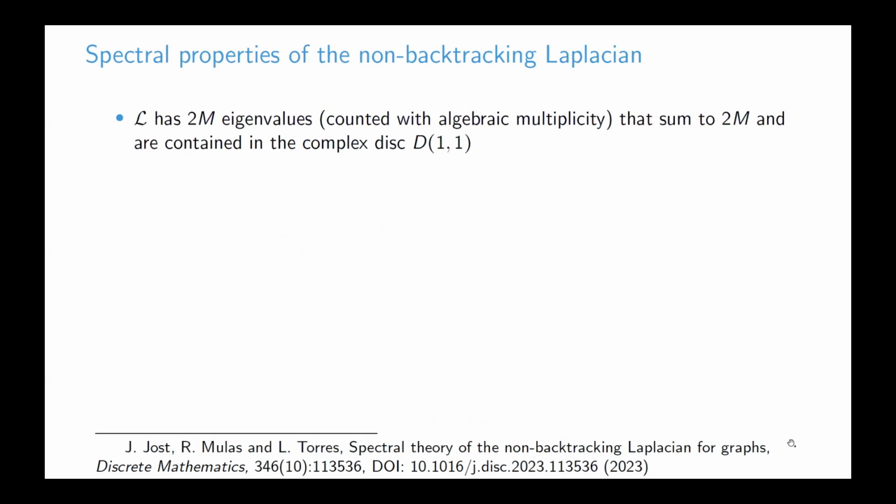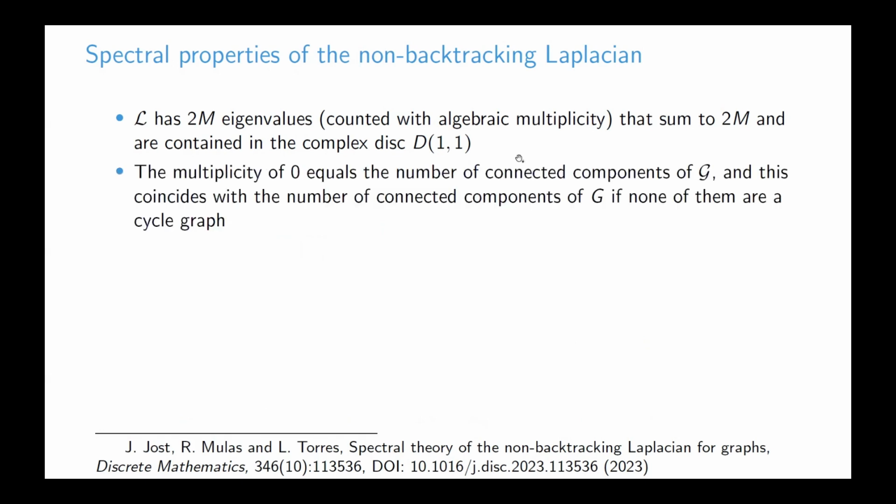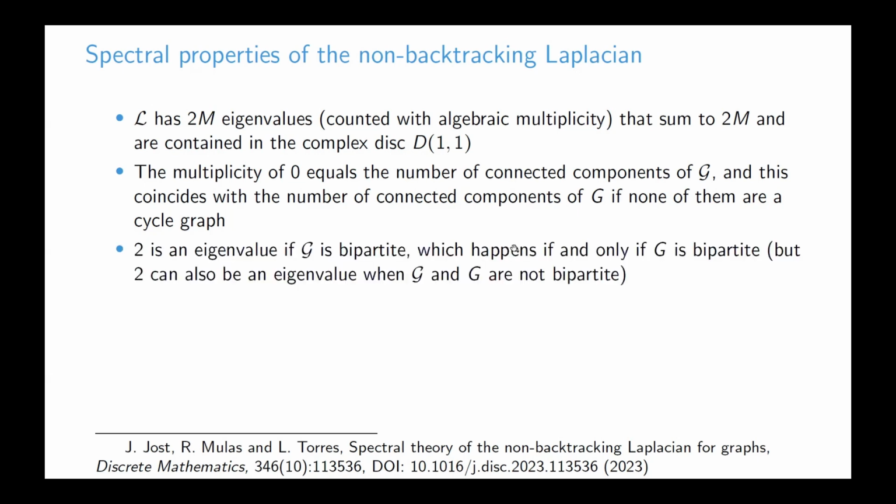So first of all, the non-backtracking Laplacian has 2m eigenvalues, where 2m is again the number of vertices of the non-backtracking Laplacian, and it's also the number of oriented edges of the original graph. And these sum to m, and they are contained in this complex disk. Then the multiplicity of 0 equals the number of connected components of the non-backtracking graph, and this coincides with the number of connected components of G if none of them are a cycle graph, which is what I mentioned earlier.